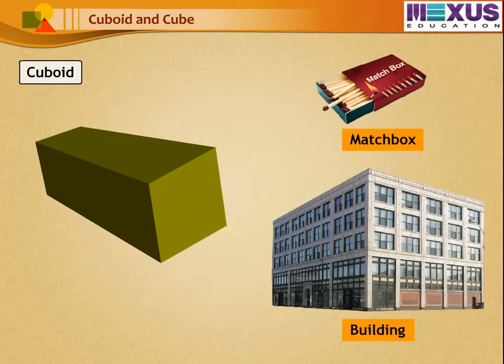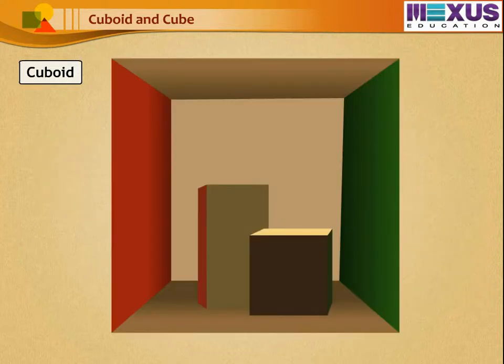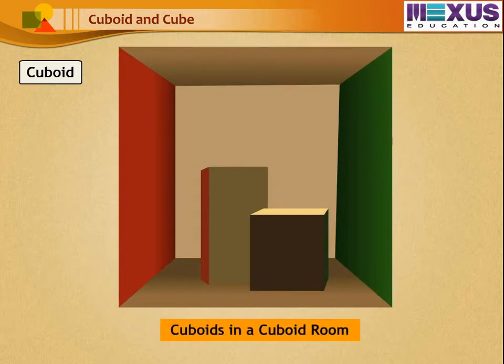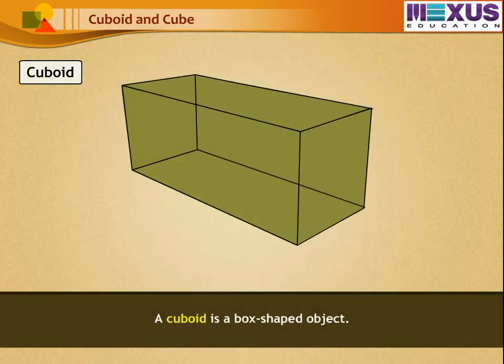From matchboxes to buildings, we see them everywhere. You can even fit them inside other cuboids. For example, cuboids in a cuboid room. A cuboid is a box-shaped object. It has 6 flat sides and all angles are right angles. And all of its faces are rectangles.